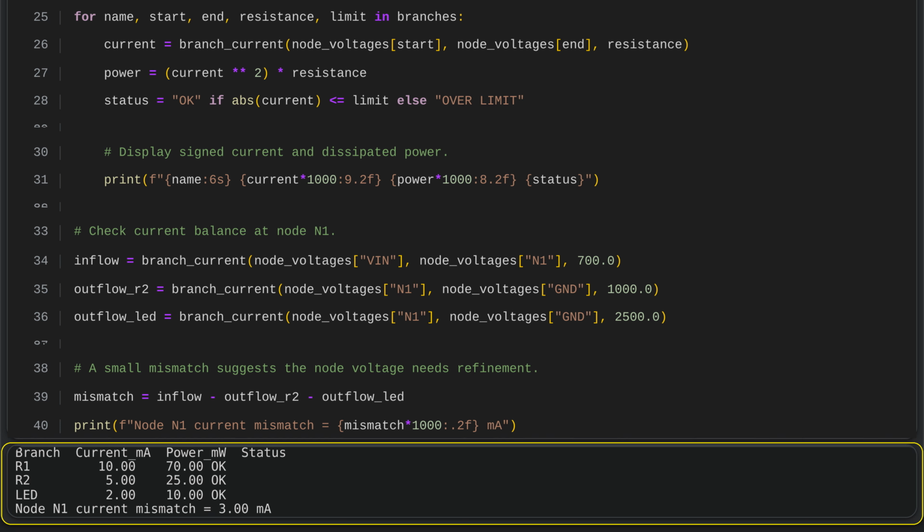The script evaluates circuit branch currents from node voltage differences and resistance values. For each branch, it finds the current, calculates the power dissipated, and checks whether the current stays within its limit. It then reports each branch's current, power, and status. Finally, it compares inflow and outflow at node N1 to show any current imbalance, which may indicate that the node voltage needs adjustment.